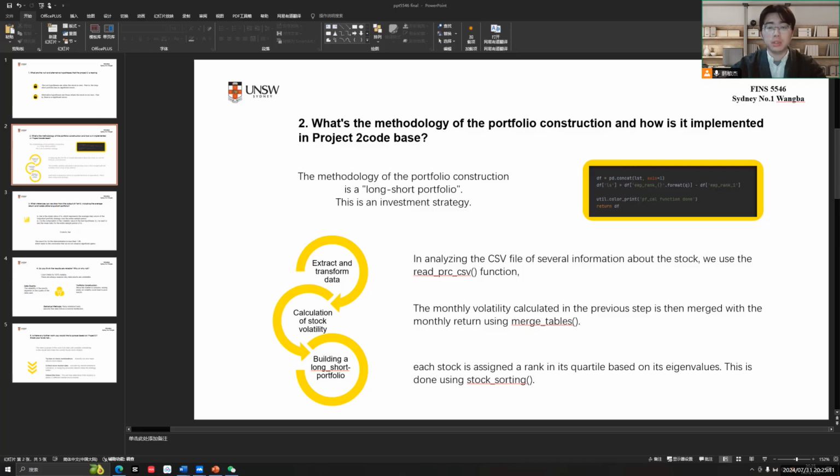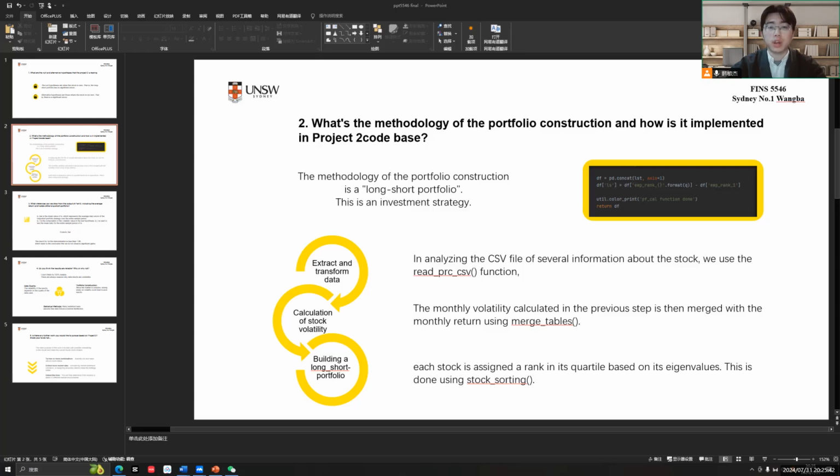And how is it implemented in the Project 2 code? In order to build a long-short portfolio, we can divide it into 3 steps. The first step is to extract, transform, load, and encode. The second step is to calculate the volatility. And finally, the third step is to build a long-short portfolio based on the results. So here is how we did it.